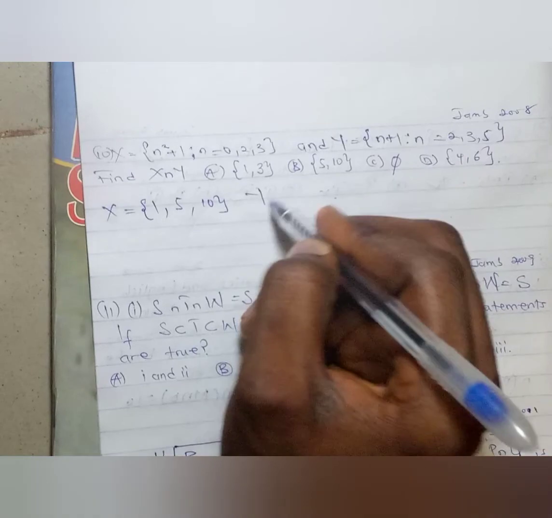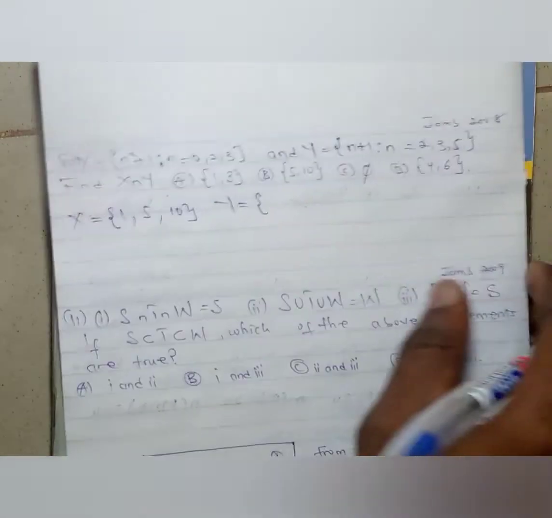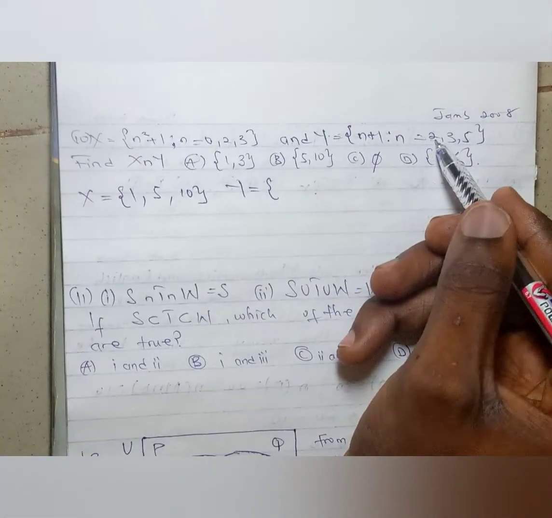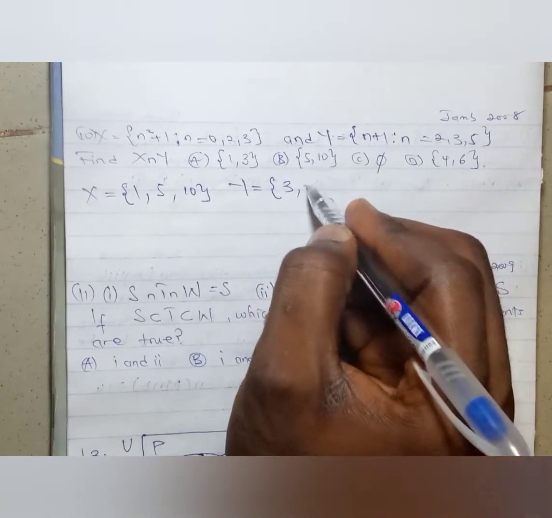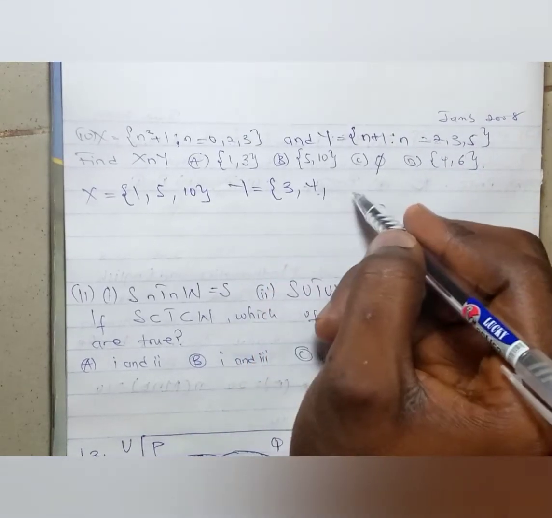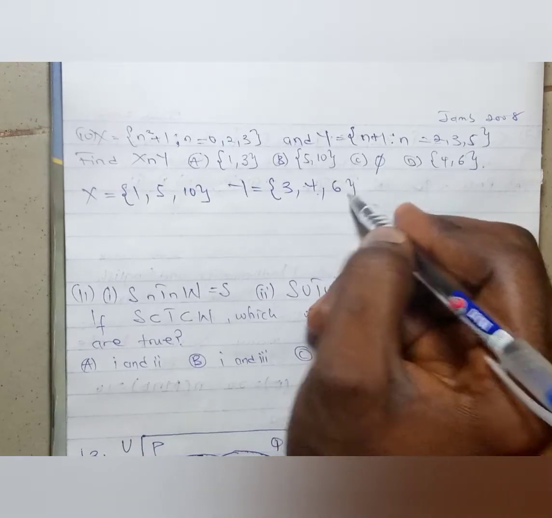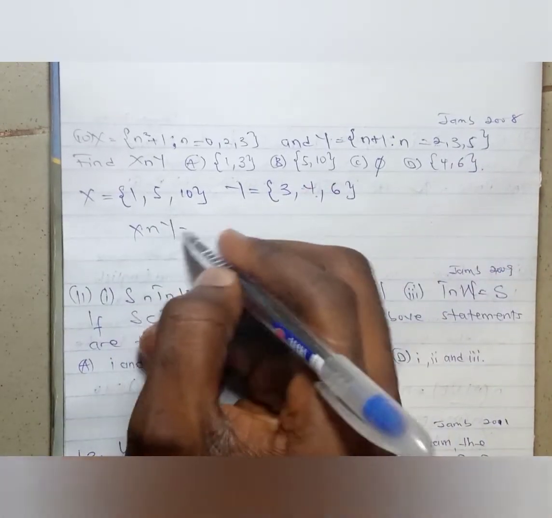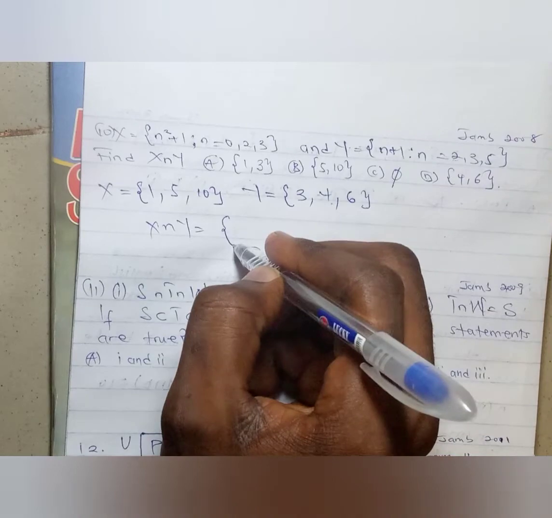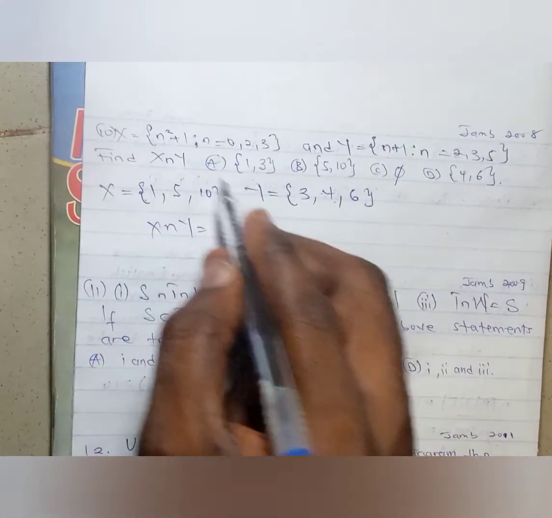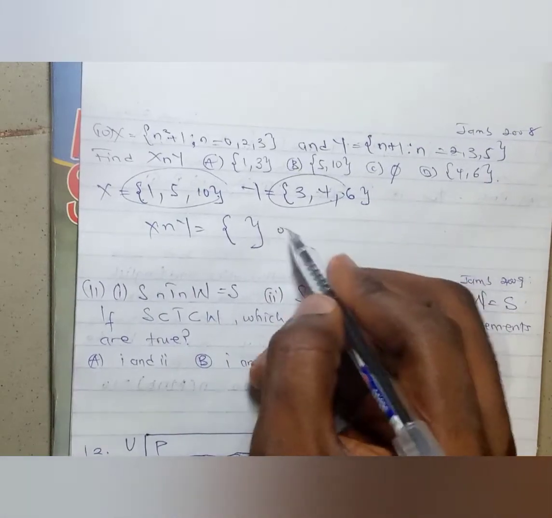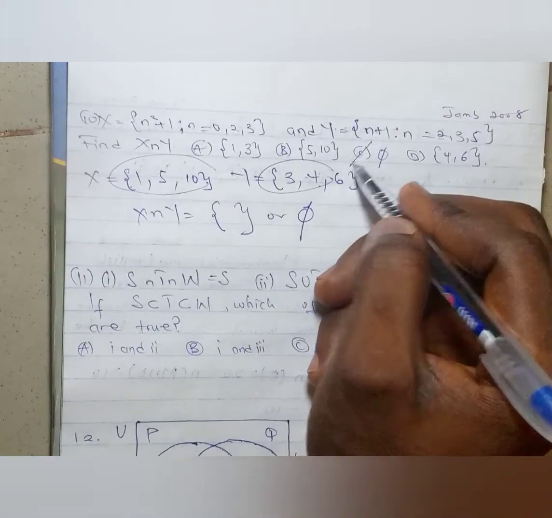Now, members of set y. When n is equal to 2, 2 plus 1 is 3. When n is equal to 3, 3 plus 1 is 4. When n is equal to 5, 5 plus 1 is 6. Now, x intersection y is equal to the null set. There's nothing common between x and y. So option C is correct.